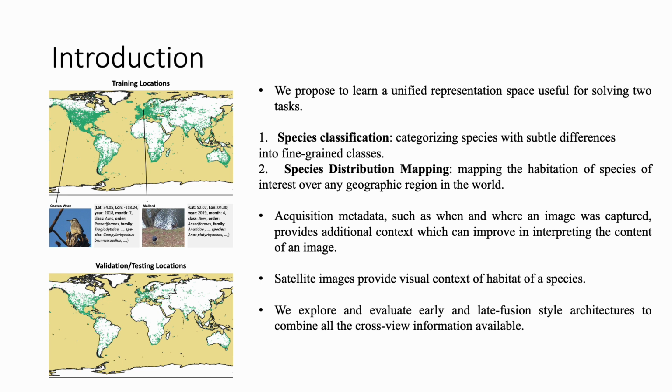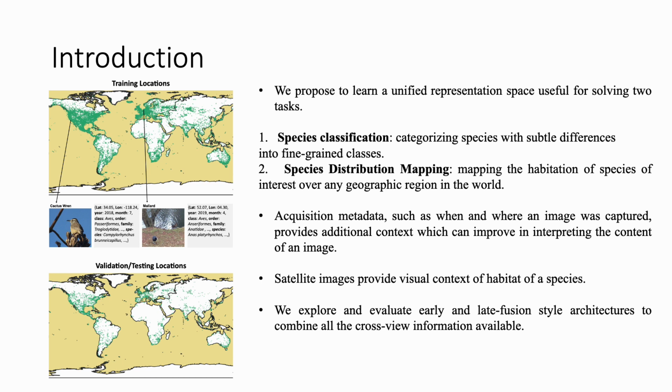On the left, you can see an example of an image from iNaturalist. It shows the training locations and the validation and testing locations in the iNaturalist 2021 dataset. We specifically filtered the dataset to include bird species only. As can be seen, the dataset includes a lot of rich metadata such as the geolocation of the observation, the year, the month, and the taxonomic information.